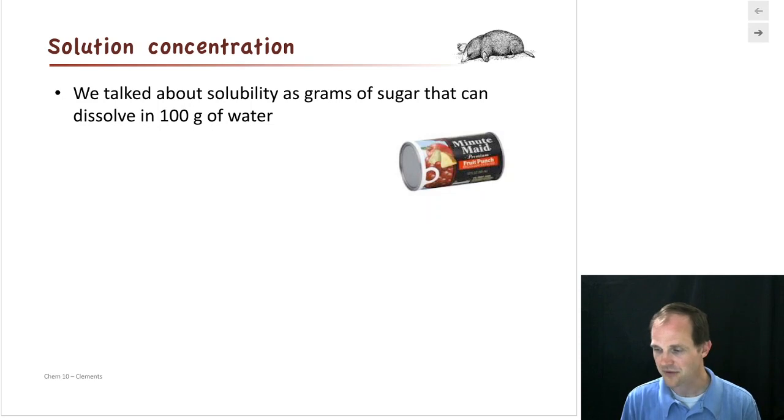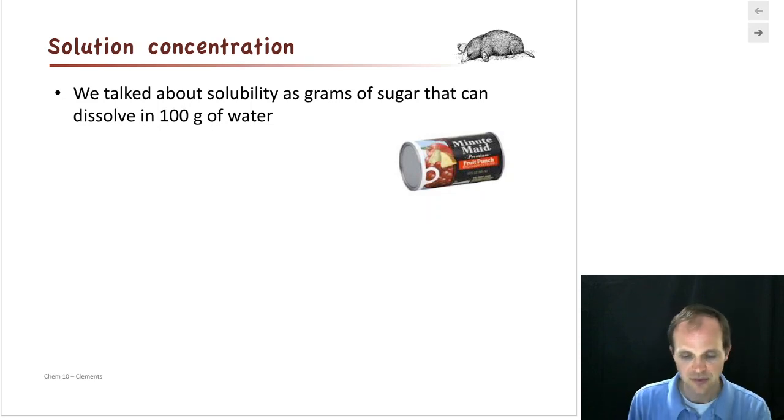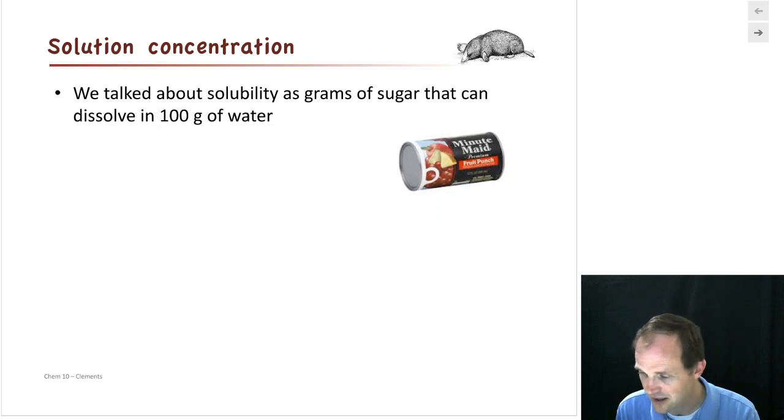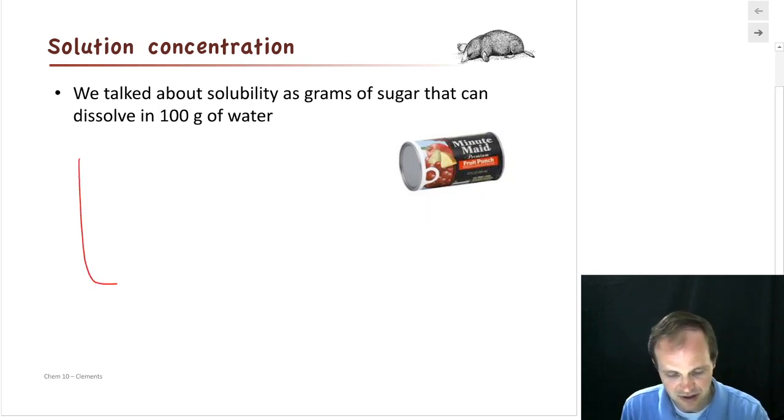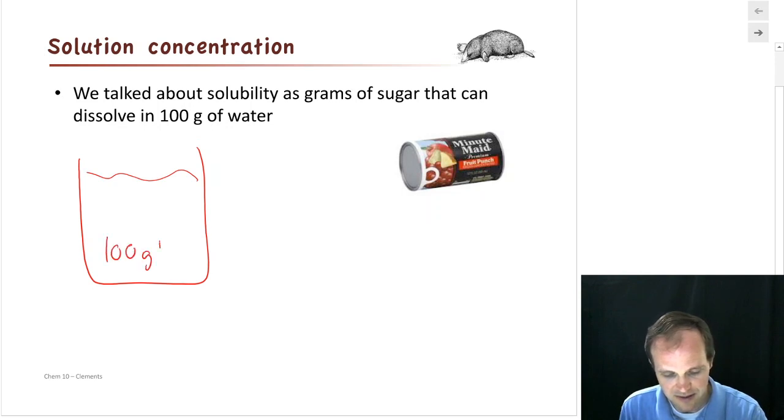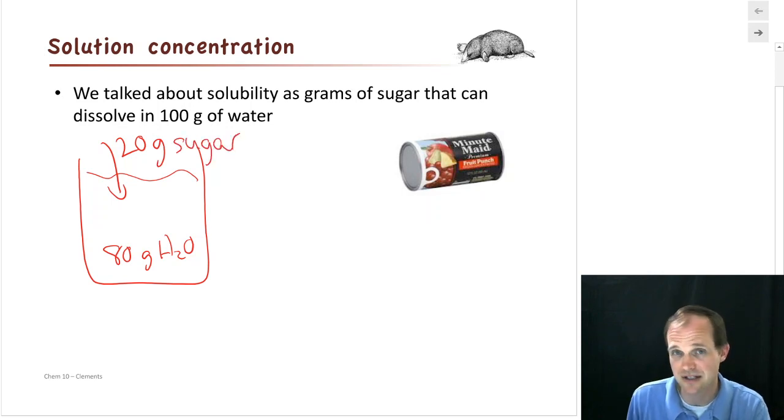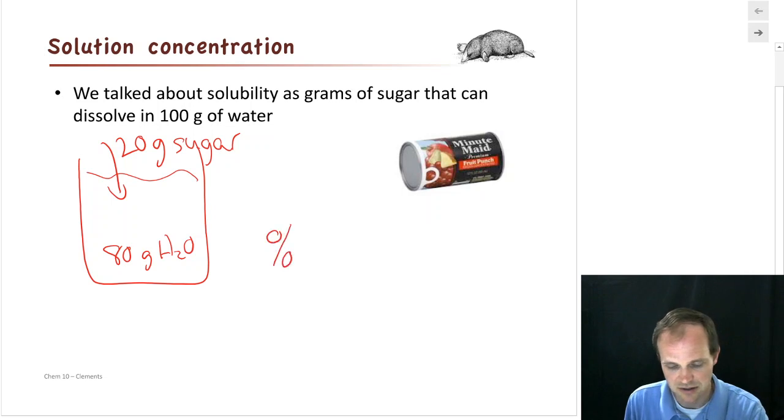So we'll talk about all the different ones and a little bit about when we might want to use those. So our first one here, we talked about solubility of sugar that can dissolve in 100 grams of water. So let's say I want to start with 80 grams of water, my apologies. 80 grams of water, and I put in 20 grams of sugar, and I wanted to know, what's the percentage of sugar in water? What percent sugar is that, right?